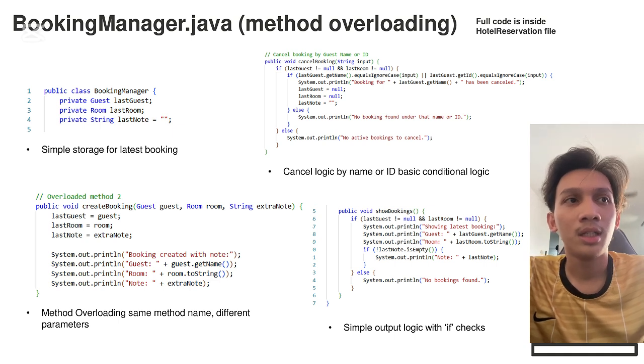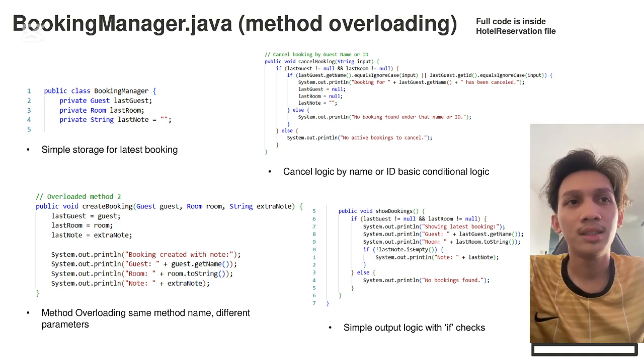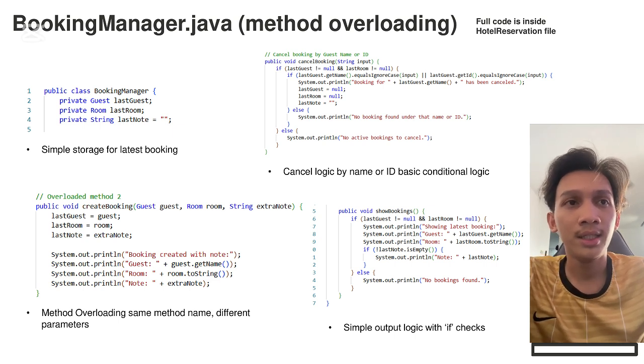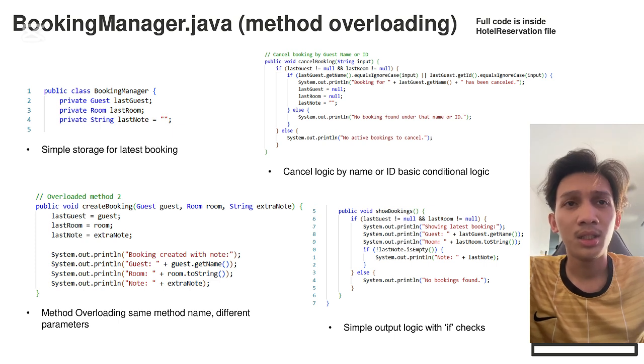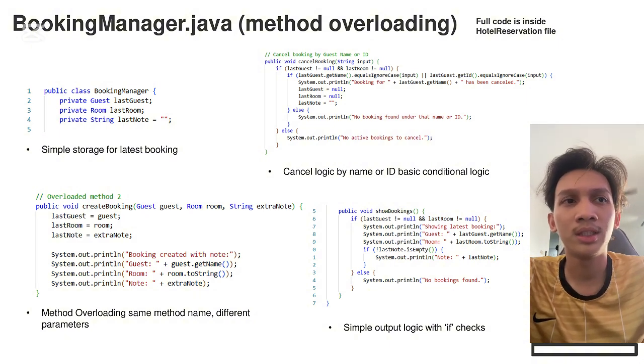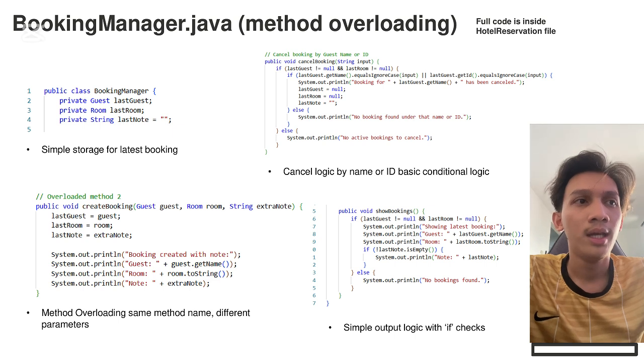It will print out the basic booking details such as the guest name and the room that have been booked. And then the second version of the method is overloaded. It accepts a third parameter, which is a string for any extra notes. Although both methods share the same name, they have different parameter lists. It allows us to call the same method with different input.